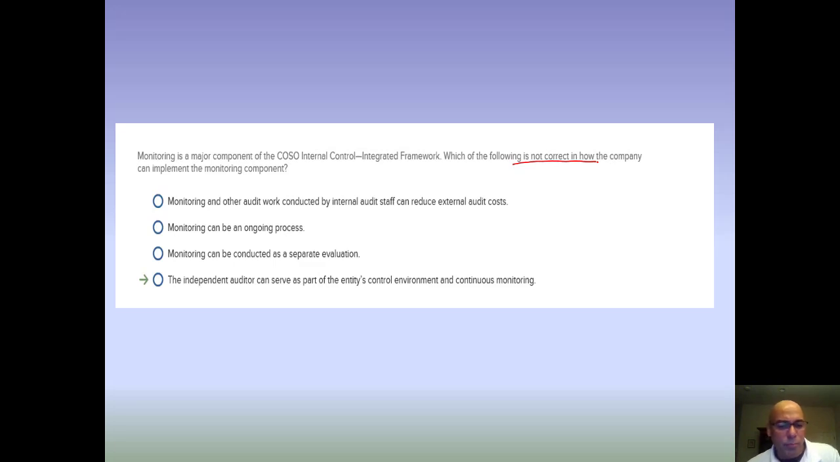Okay, monitoring can be conducted as a separate evaluation. I guess I'm not even sure what that means, to be honest with you. But the key thing is, the independent auditor cannot serve as part of the control environment. That would be an impairment to our independence. We cannot be involved with that. And I mentioned before that there used to be firms that tried to get away with saying, well, we'll be the internal auditors, and then we'll also be the independent auditors. And Sarbanes-Oxley said no to that, and that impairs our independence. So no, we are not part of the control environment. We evaluate the control environment as part of our audit, but we are not part of the control environment. That's a no-no.